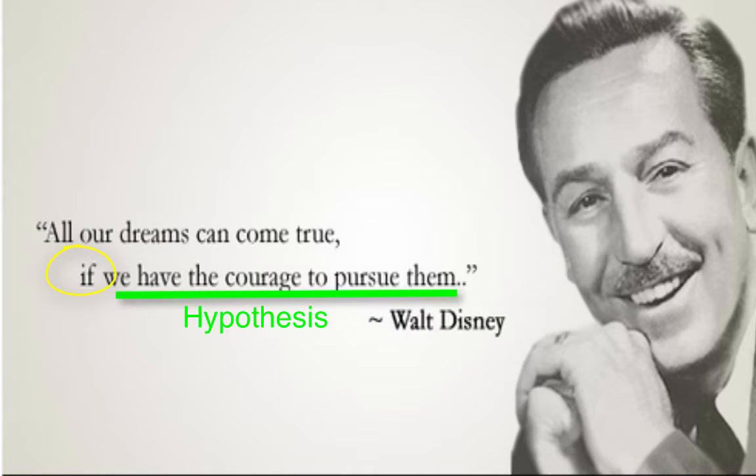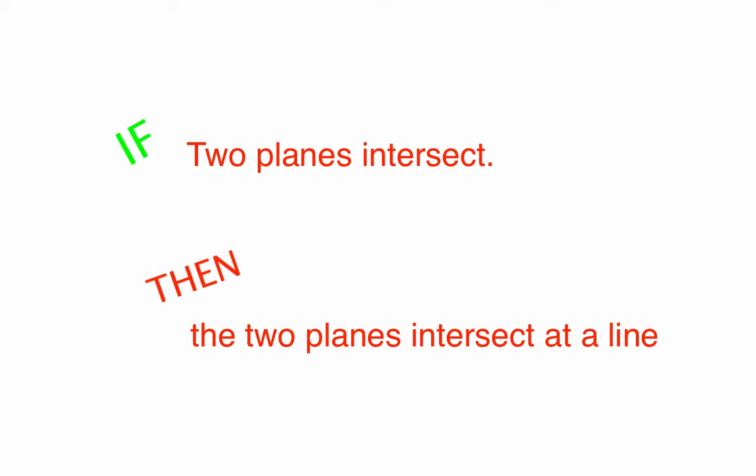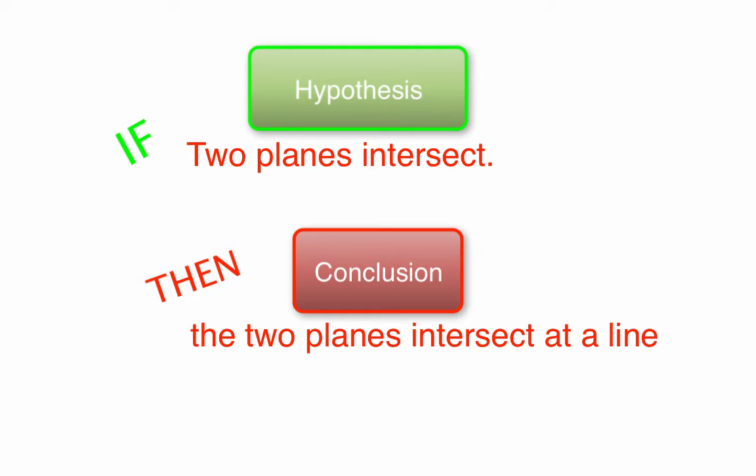Now, some conditional statements will not contain the words if and then, but we can rewrite them that way to help identify the hypothesis and conclusion. In this example, I can rewrite the statement to say, if two planes intersect, then they intersect at a line. Now I can easily identify the hypothesis as if two planes intersect, which leads me to the conclusion, then they intersect at a line.